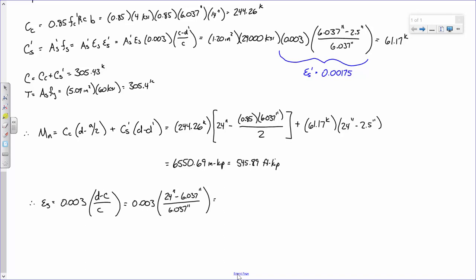So what do we got? Do I have a second on that? And so what does that value indicate? Say it again. Phi is 0.9. And so what is phi Mn? No doubt. 491.3.